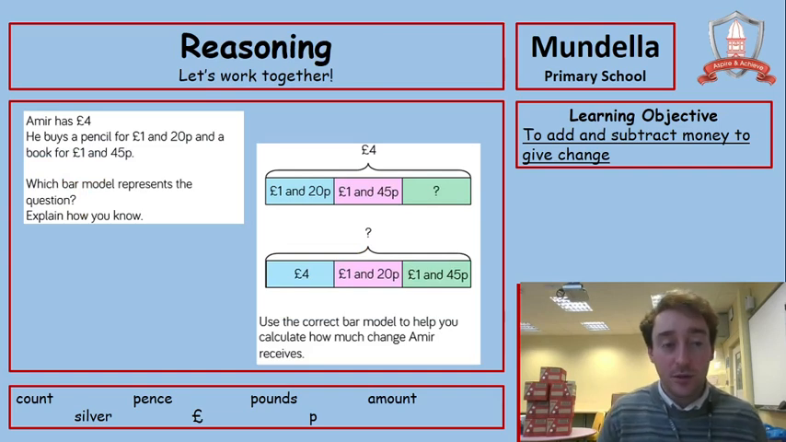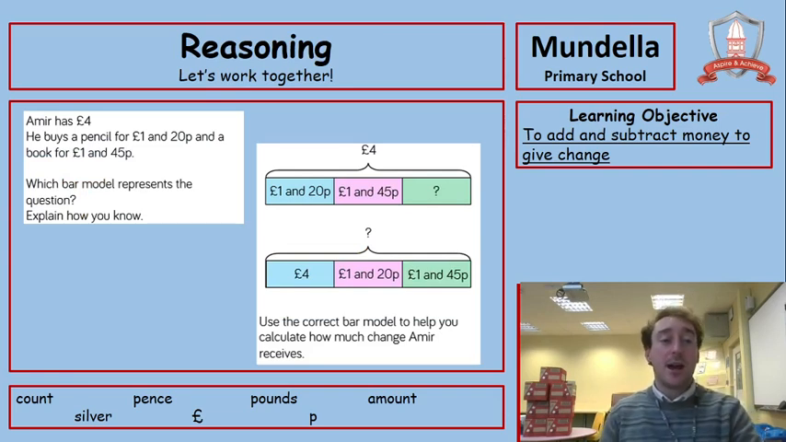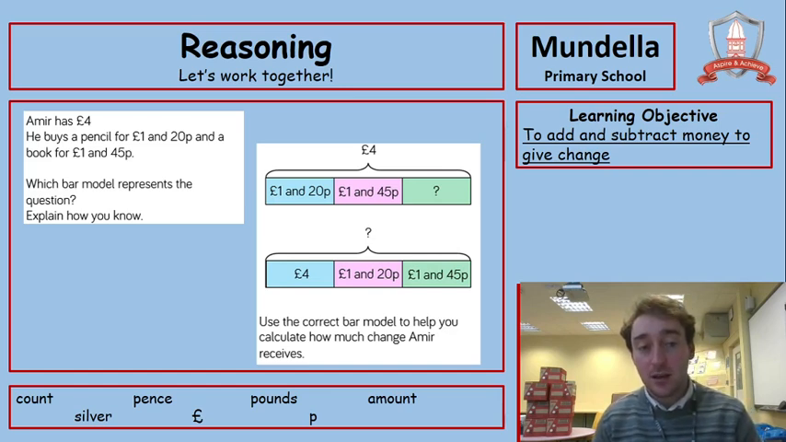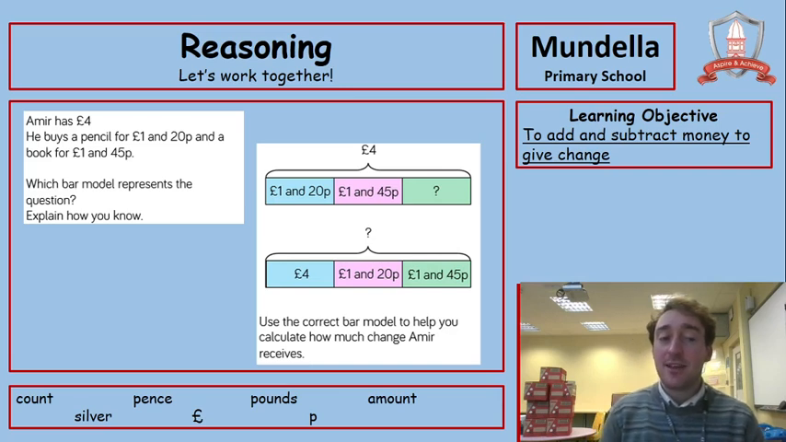Okay, let's work this one through together. So Amir has £4. He buys a pencil for £1 and 20p and a book for £1 and 45p. Which bar model represents the question? How do you know? Explain how you know. So, he has £4. £4 is the total. He buys a pencil for £1.20 and a book for £1.45. This looks right.